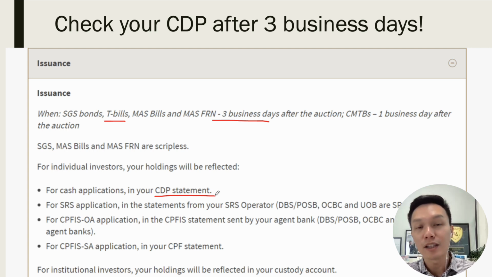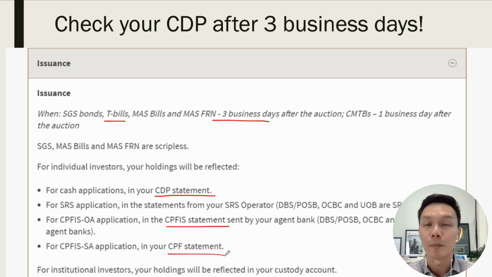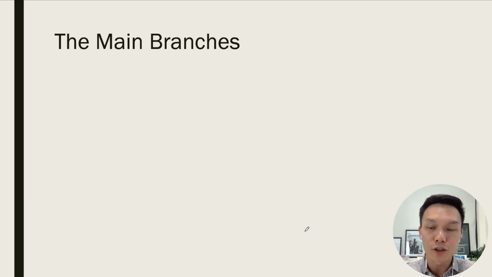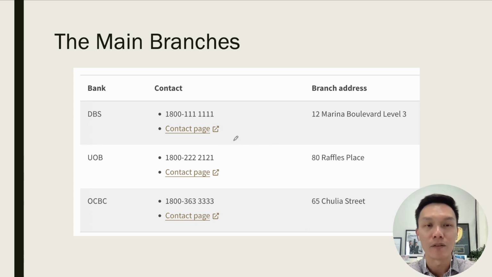Now, if you're investing using CPF, then it's not in your CDP statement, it will be reflected in your CPF statement instead. Now, once again, just remember, if you are using CPF to invest, do go to the main branch of the bank and not just any branch out there. So which are the main branches over here? I'm just going to put it up here for your convenience. All right, the location for DBS, UOB, and OCBC.